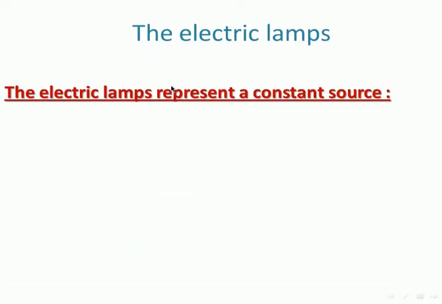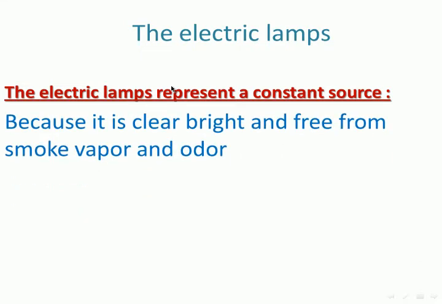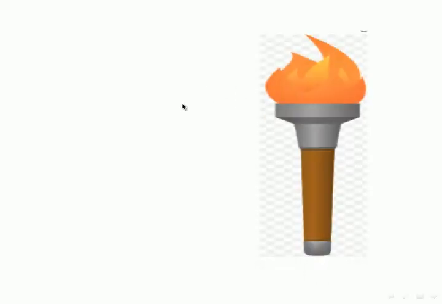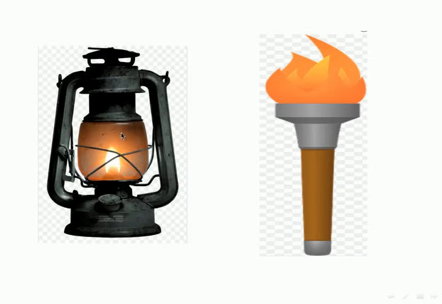As we know, electric lamps represent a constant source of light. Why? Because it's clear, bright, and free from smoke, vapor, and odor. So, it's preferable to use electric lamps than candles and kerosene lamps, because they are clearer, brighter, and free of smoke and odor.